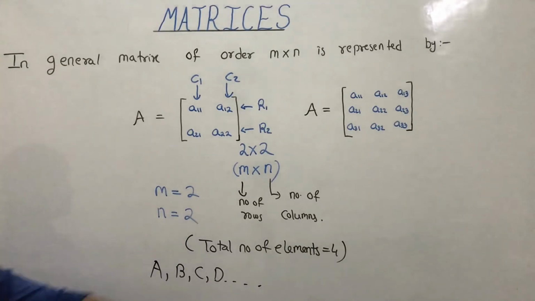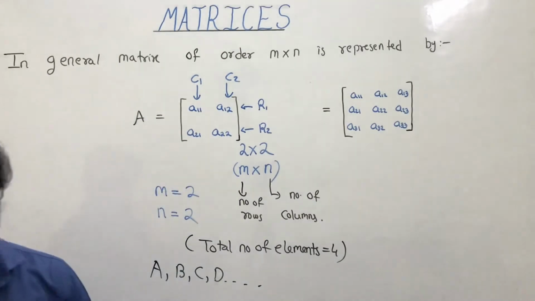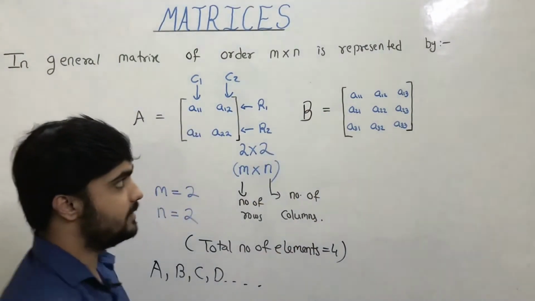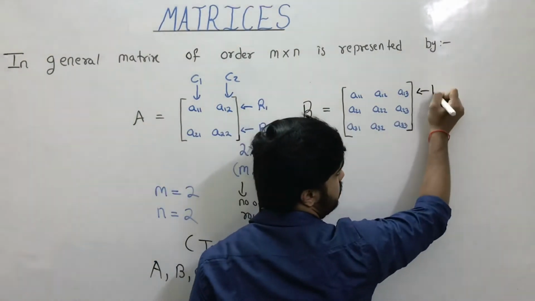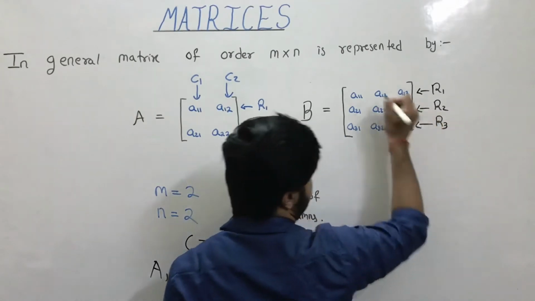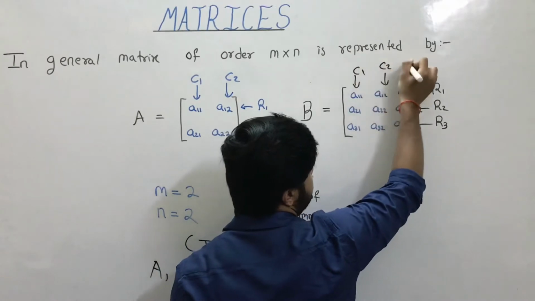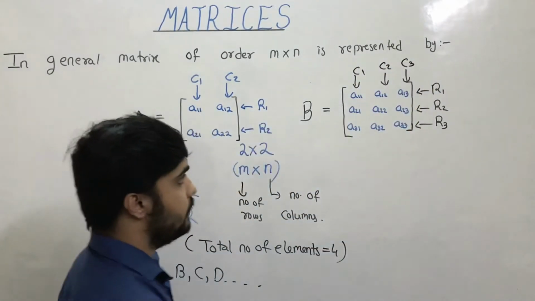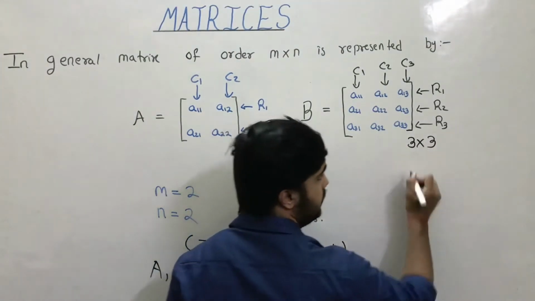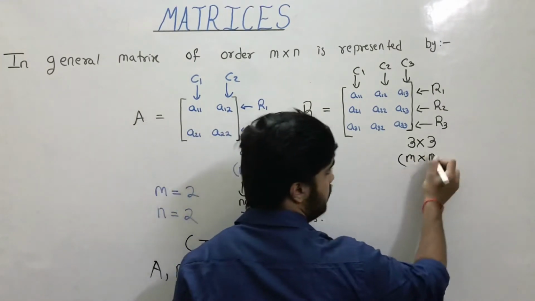Okay, now this is a 3 by 3 matrix. So let us call this matrix B. So B is a 3 by 3 matrix. As we can see, there are 3 rows. So this is R1, R2 and R3. Similarly we have 3 columns. This is C1, C2 and C3. So we can say that in this case m into n is 3 into 3. That is, the number of rows is 3 and the number of columns is 3.